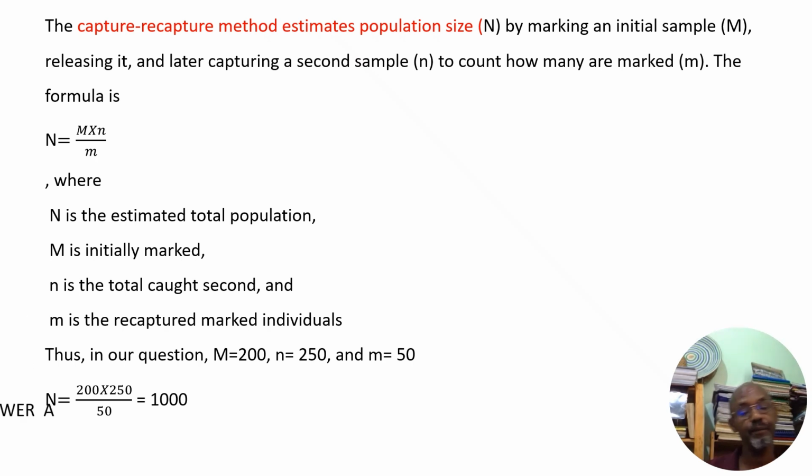Therefore, which is the answer? The answer is choice A. Am I clear? I'm sure this is very simple, one way of estimating population. And thank you.